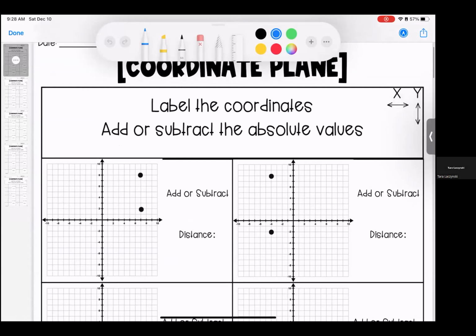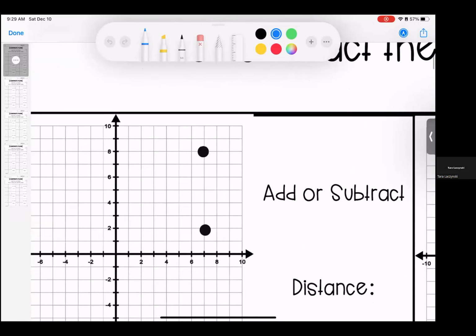Now remember, I asked you to label the coordinates and add or subtract the absolute values. Each time we're looking to see either the vertical or horizontal distance, because one of our coordinates is going to match either the x or the y, and the other one is going to be where that movement is. So if we're looking at this one, I'm going to go out to 7, up to 2.